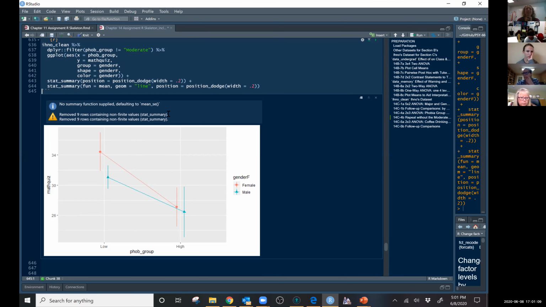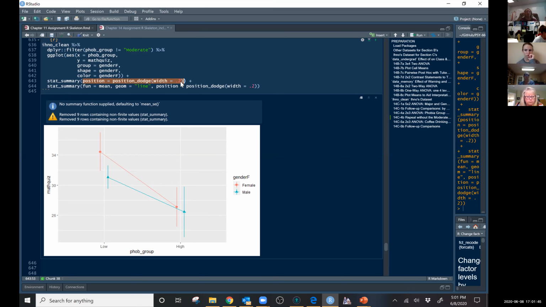Okay, so what I've done here is I've taken the positions of the points and dodged them so they weren't totally overlapping, because they were overlapping like this. In R, you say position equals position_dodge, and then width. The width between low and high is 1, and I didn't want them all the way over. I just wanted them 0.2 off of each other, because before, when they were overlapping, you couldn't see them. The error bars for one color were completely covered up by the other color.